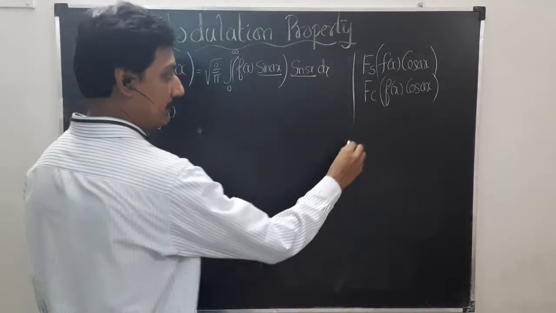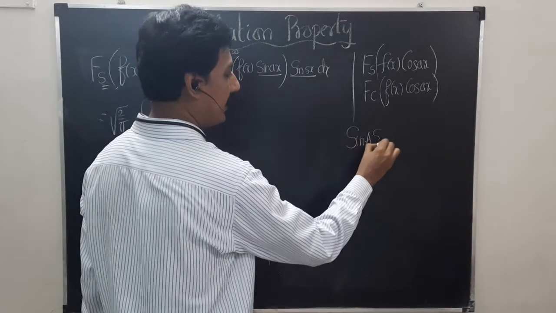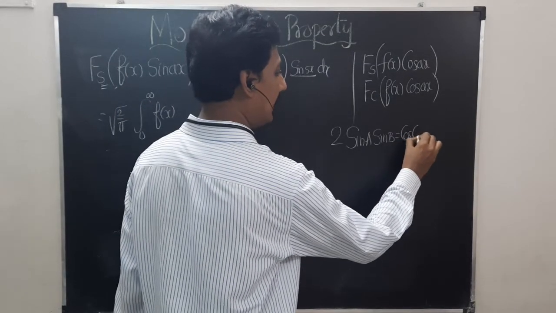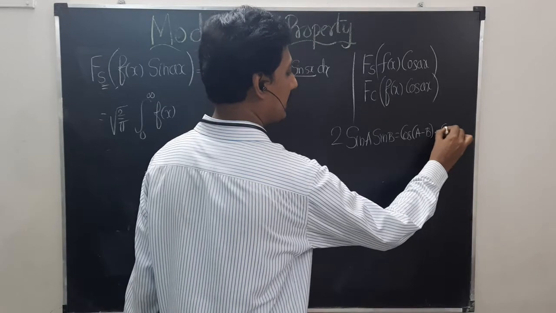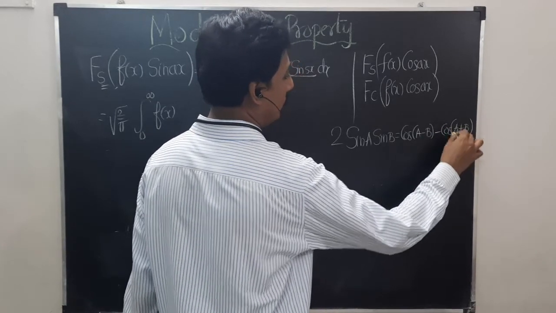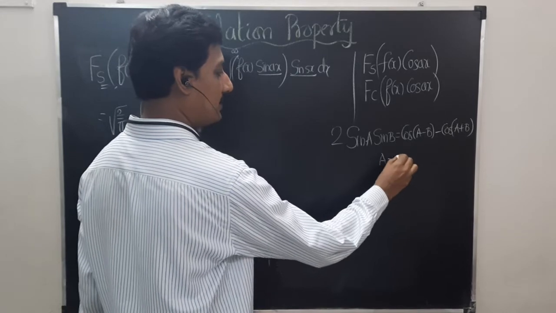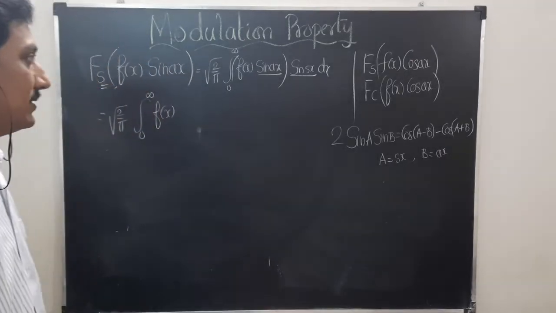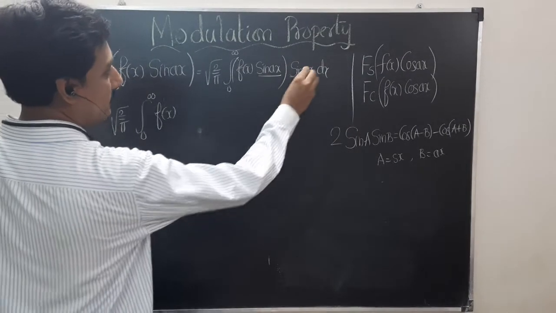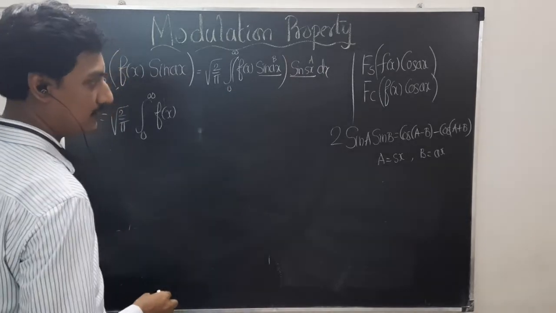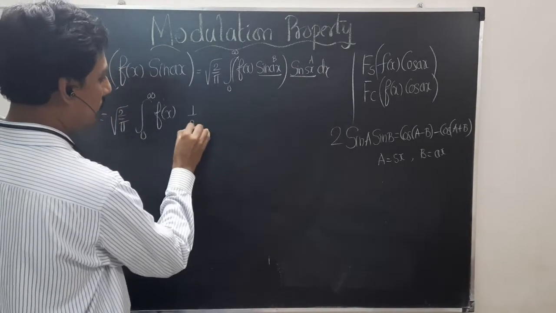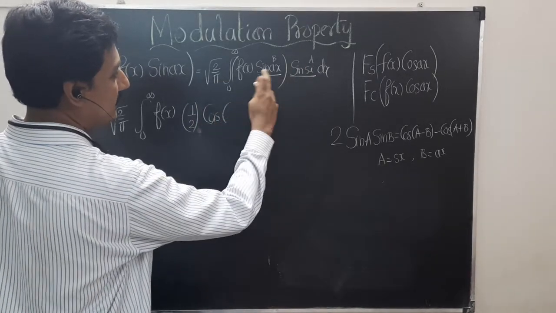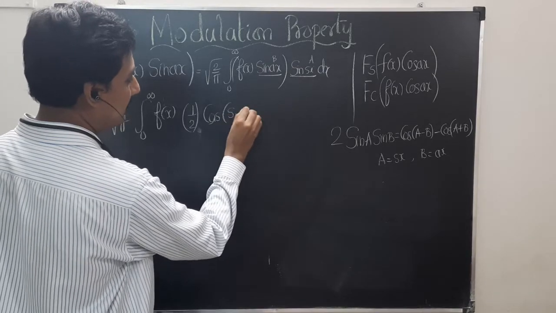This looks like the sin a sin b formula. What is sin a sin b? 2 sin a sin b is equal to cos of a minus b minus cos of a plus b. Once you know this trigonometric identity, it is very simple. I have considered a equal to sx, b equal to ax. So when I apply this result, sin a sin b is equal to 1 by 2 times cos of a minus b, so a minus b is sx minus ax, that is s minus a into x.